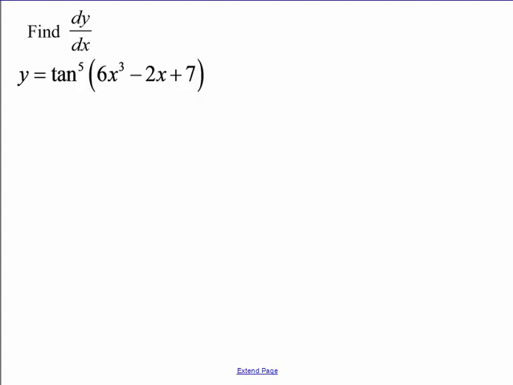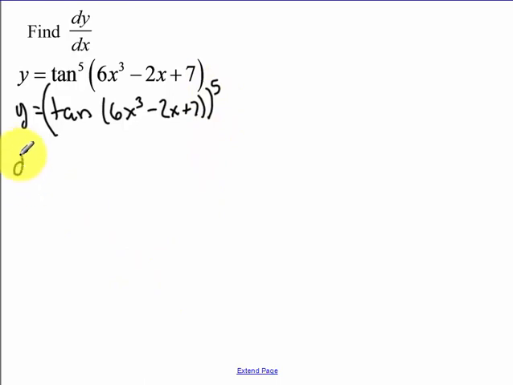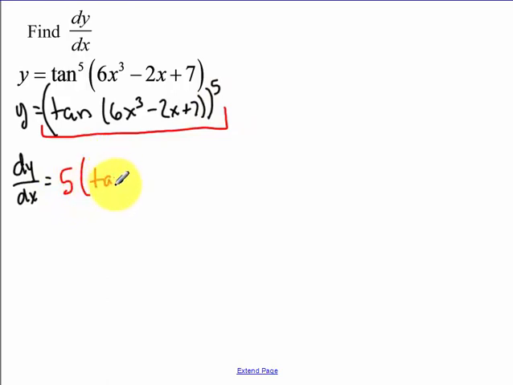In this example, we have a few more layers to our derivative, and we have another trick. That tangent is really to the 5th power. So when we're taking our derivative, you have the outermost function we have to take the derivative of, leaving everything else exactly as it is. And remember to put it to the fourth power.